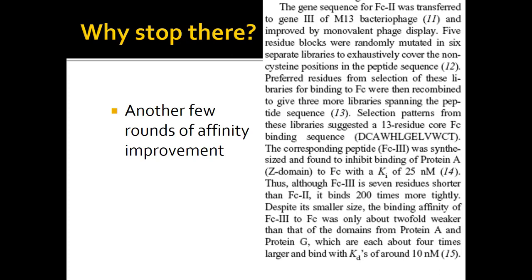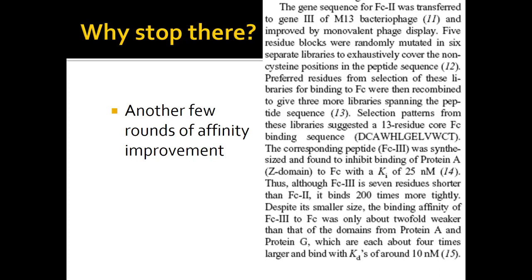In other words, 4 times 10 to the 9th sounds like a lot of sequences, and it was random, but it wasn't a complete coverage. If you want to figure out how much sequence space you could have covered, you should take 20 to the 18th, the number of possible sequences you can have for an 18 residue peptide. That's a lot higher than 4 times 10 to the 9th. But you can be exhaustive if you do it in smaller blocks. So that's what they did, 5 residue blocks. They did 6 separate libraries. And they basically took the residues that came out of those, recombined them, and gave 3 more libraries spanning the peptide sequence.